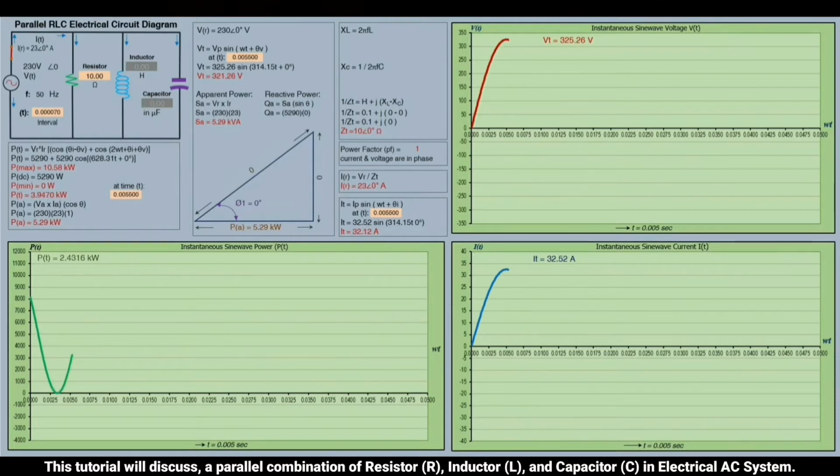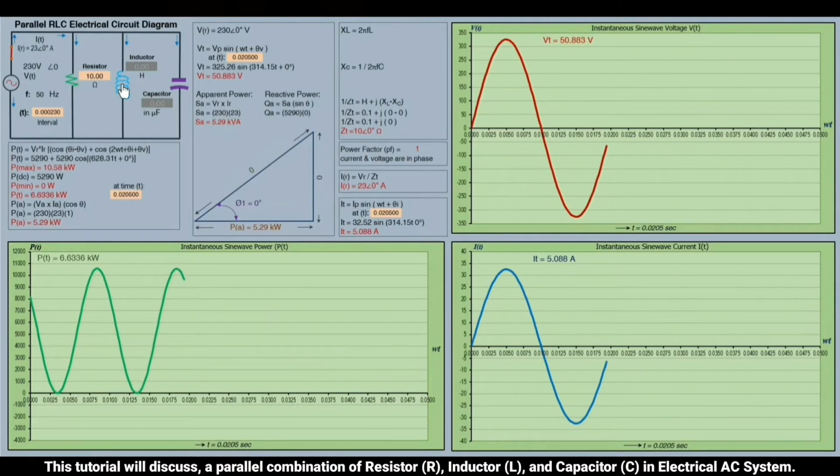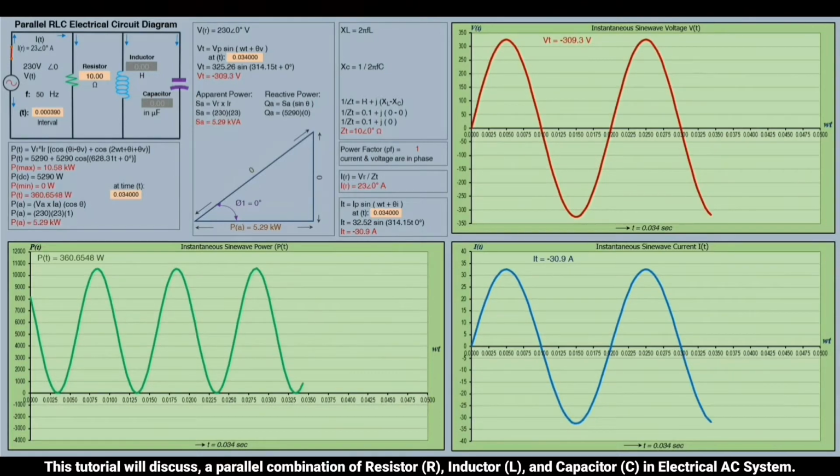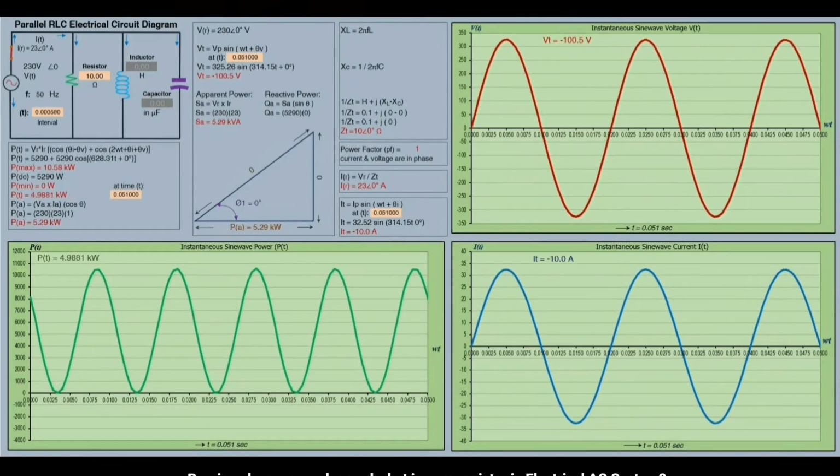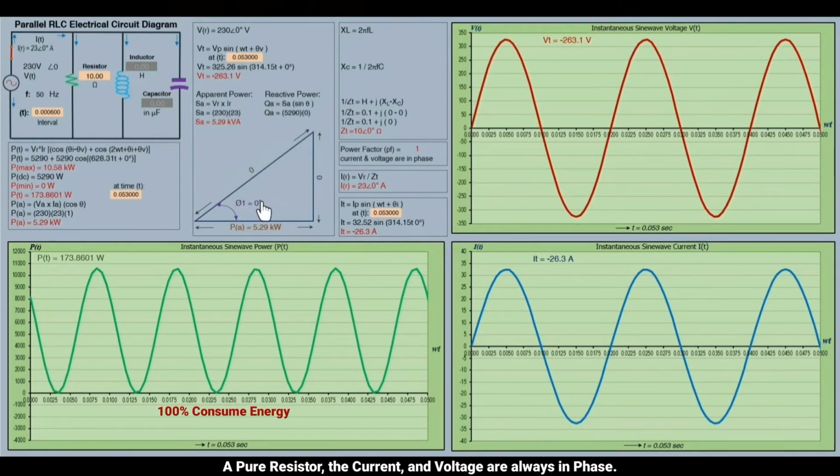This tutorial will discuss a parallel combination of resistor R, inductor L, and capacitor C in an electrical AC system. In previous lessons, we learned: what is a pure resistor? In a pure resistor, the current and voltage are always in phase.